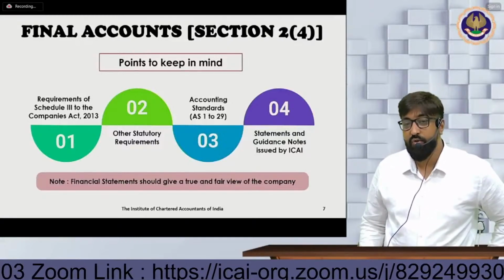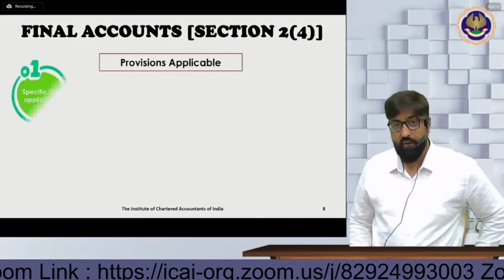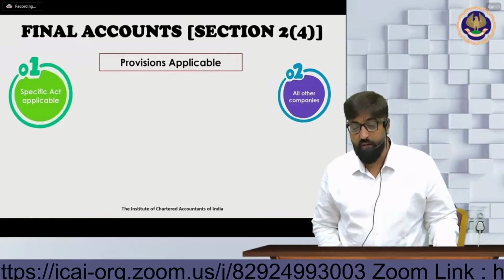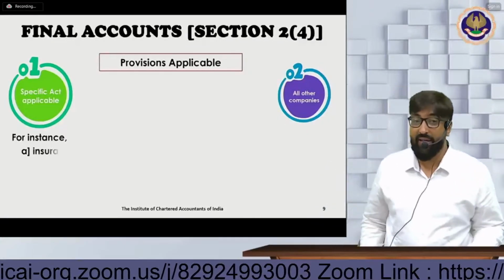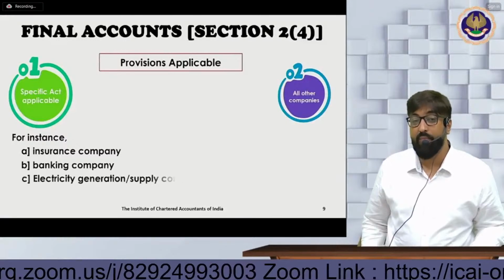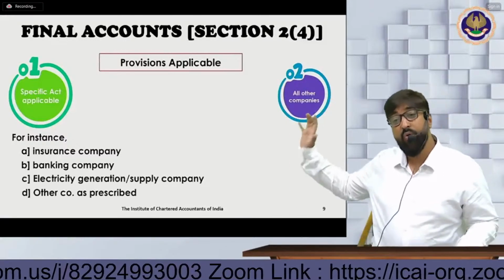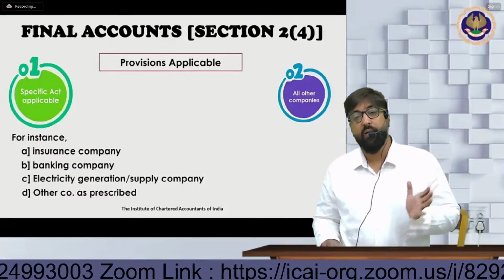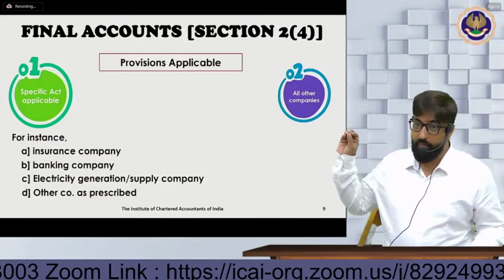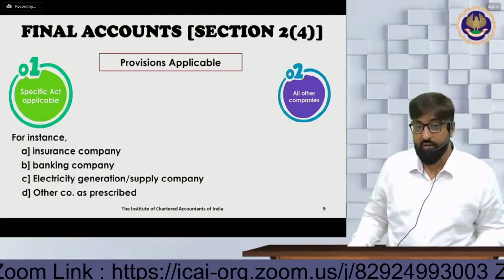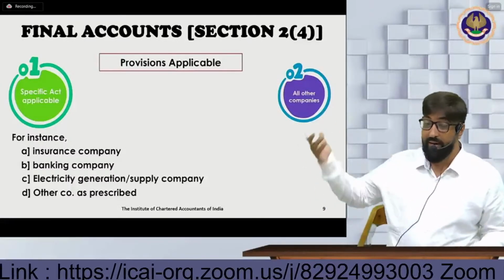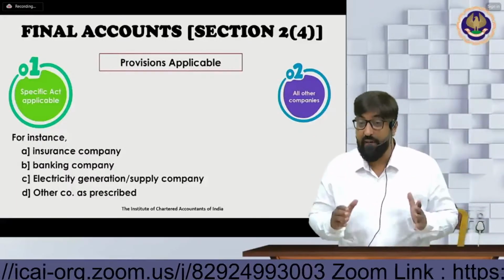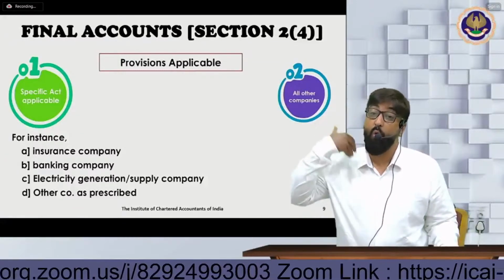The financial statement should give a true and fair view of the company. Provisions which are applicable for a specific act. For example, insurance. We have the Insurance Act separately, the Banking Act separately. So insurance company, banking company, electricity company, other companies, they have their own pro formas. Okay, so we have to follow that pro forma. For example, for insurance companies, there is applicability for life insurance company and general insurance company. The pro forma is different. There are some guidelines for banking companies, how to maintain non-performing assets. They have separate guidelines for that, and accordingly they have their own balance sheet pro forma.